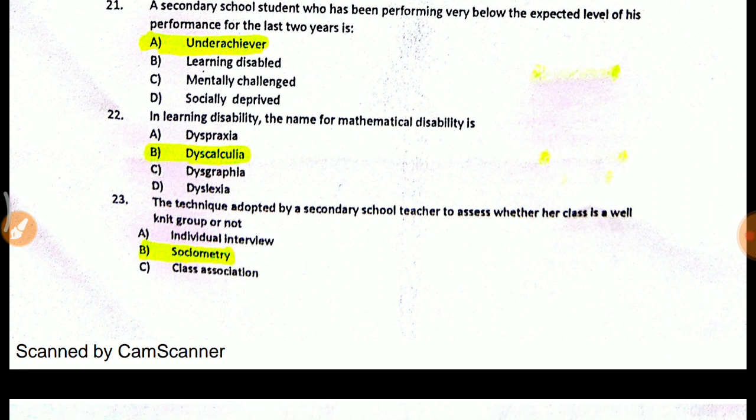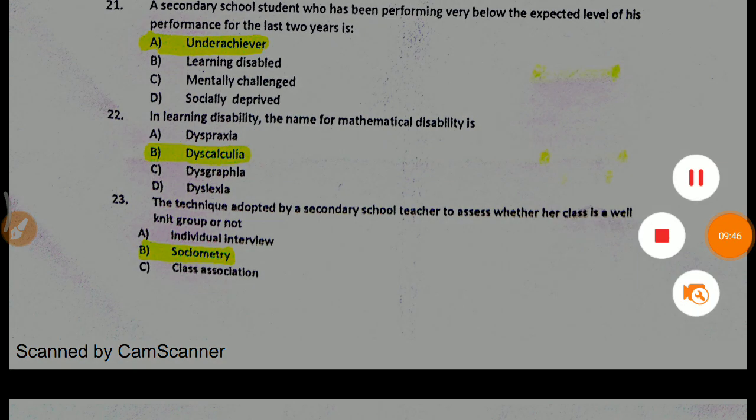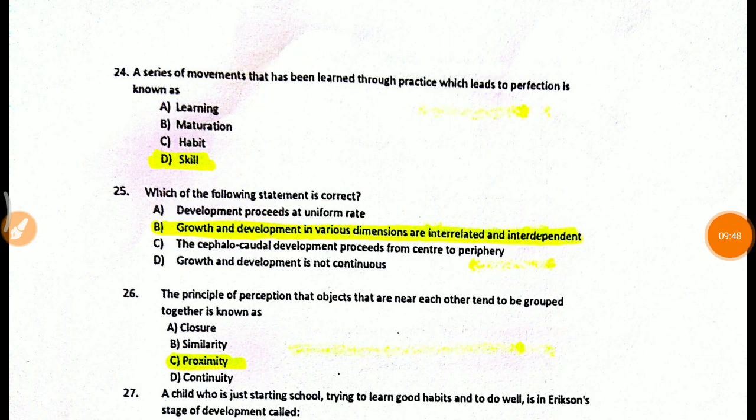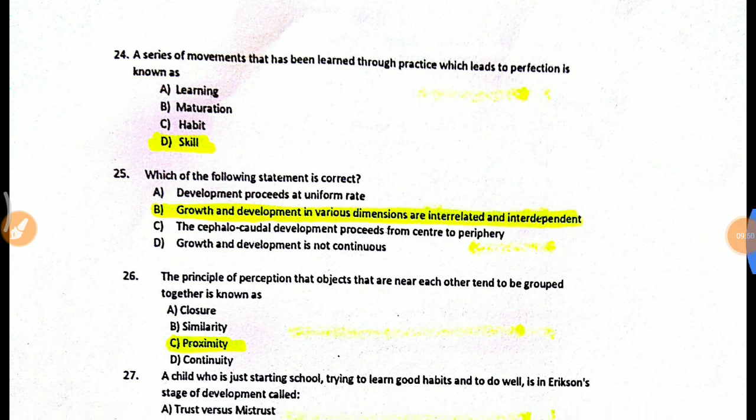23. The technique adopted by secondary school teachers to assess whether her class is a well-knit group or not. That is sociometry. Sociometry is the mechanism adopted by a secondary school teacher to assess whether the class is a well-knit group or not. Next question. A series of movements that has been learned through practice which leads to perfection is known as skill. So skill is a series of movements that has been learned through practice, which leads to perfection.